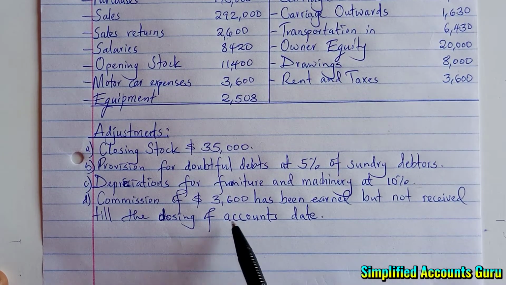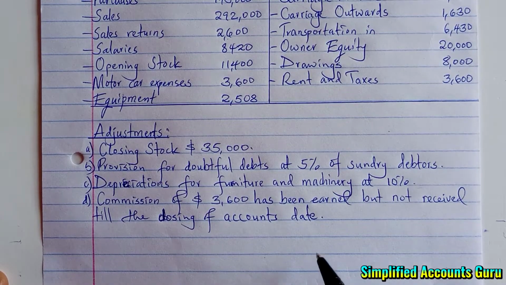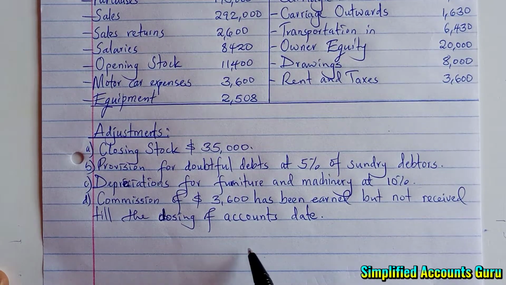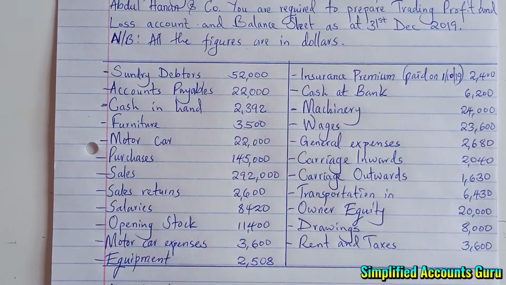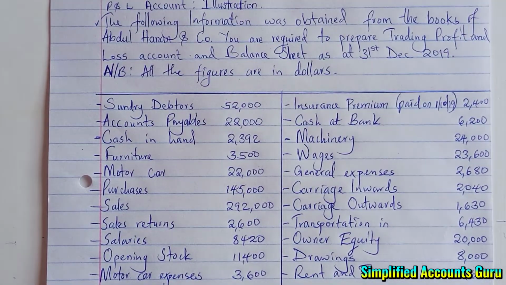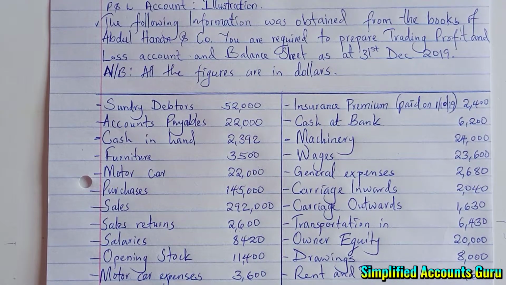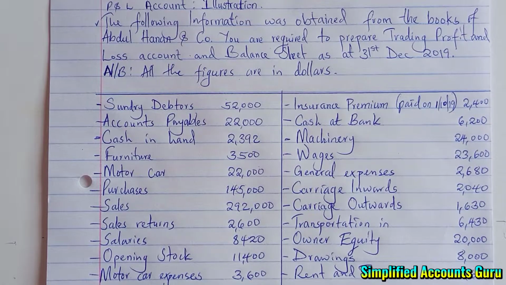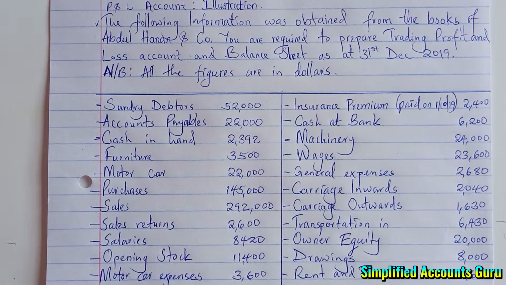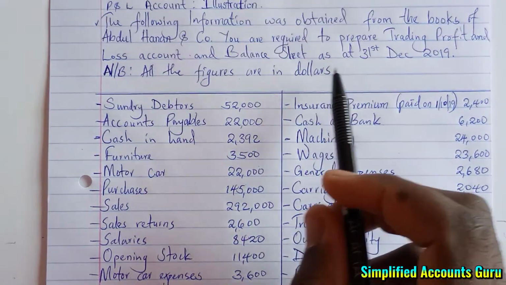Commission of $3,600 has been earned but not received till the closing of accounts date. I believe this one is going to be a very comprehensive question that will help us handle a number of the transactions within the P&L and even the balance sheet, as is mentioned here.